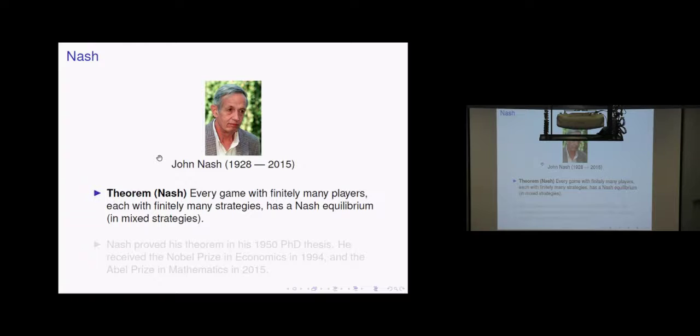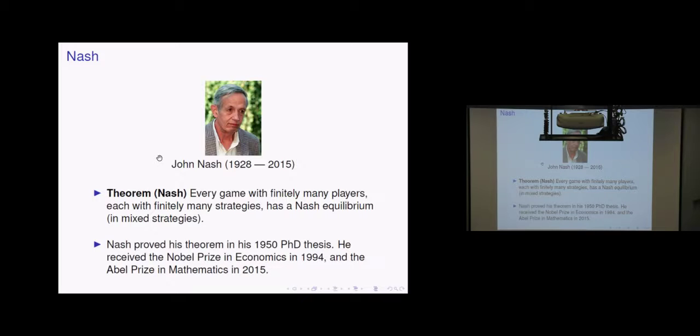Okay, so Nash, this is the person who gave the equilibrium the name, John Nash. He passed away not long ago. He gave the name to the equilibrium because he showed this theorem: every game with finitely many players, each with finitely many strategies, has a Nash equilibrium in mixed strategies. So the Nash equilibrium always exists. He proved his theorem in his 1950 PhD thesis, and he received the Nobel Prize in economics.